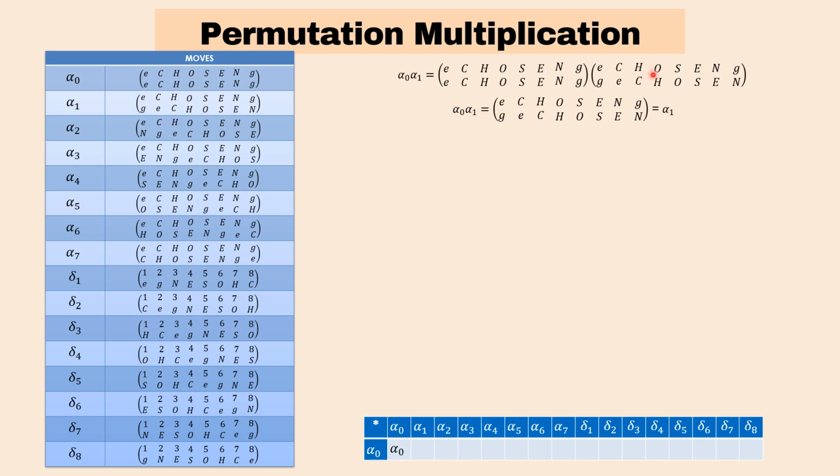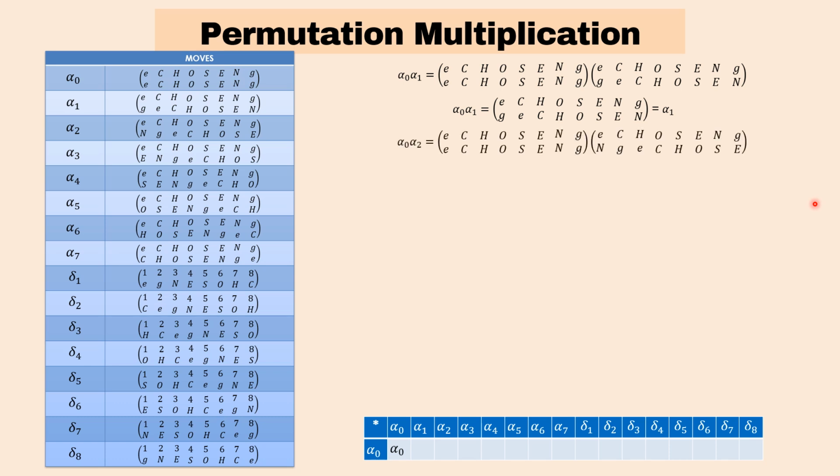Next, H, C, C, C, H, C. O, H, H, H, O, H. S, O, O, O, S, O. E, S, S, S, E, S. N, E, E, E, N, E. G, N, N, N, G, N. So the result of alpha sub 0, alpha sub 1 is alpha sub 1. So you can find its corresponding notation here.